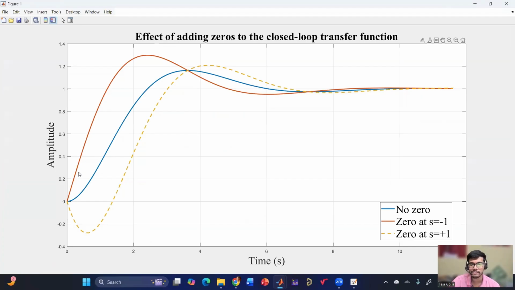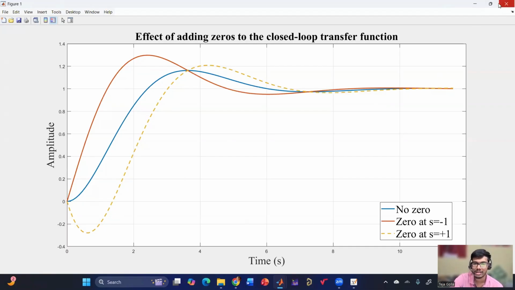Now if we are adding an RHP 0, it is trying to pull down because the derivative term is getting subtracted. So it is pulling down in the opposite direction, and because of that, this dip is there. Whereas in the case of the top one, it is not having that dip because the derivative is trying to pull it up. So it is reaching that one value faster, and because of that, this overshoot is there.